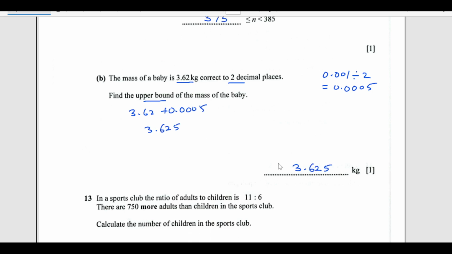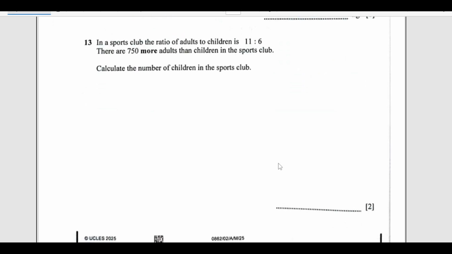3.625, right? Now number 13, in a sports club the ratio of the adults to the children is 11 to 6. There are 750 more adults than children in a sports club, right? So calculate the number of children in the sports club. So we are given the ratio of adults and children, right? Adults, if adults are 11, then we have 6 number of children, right?